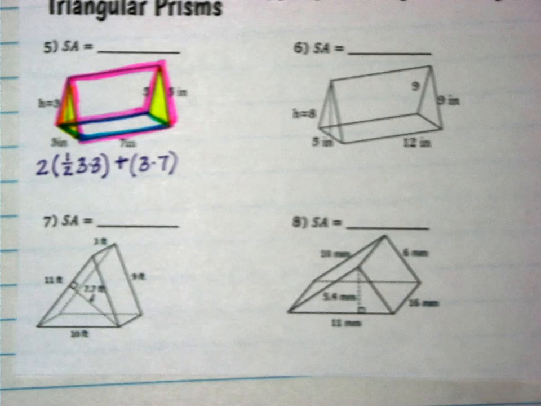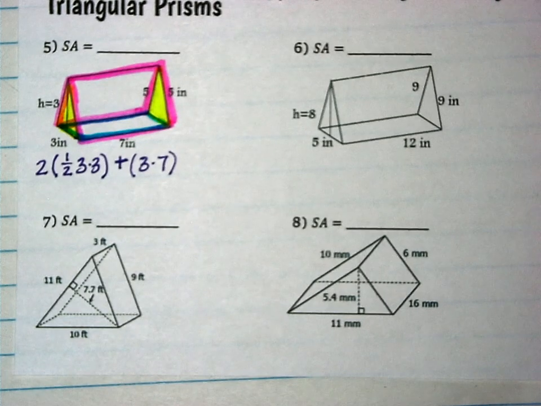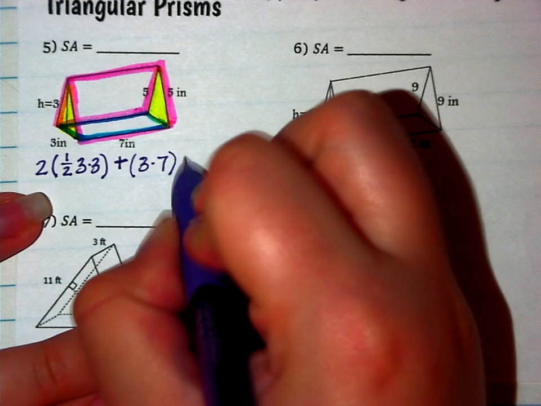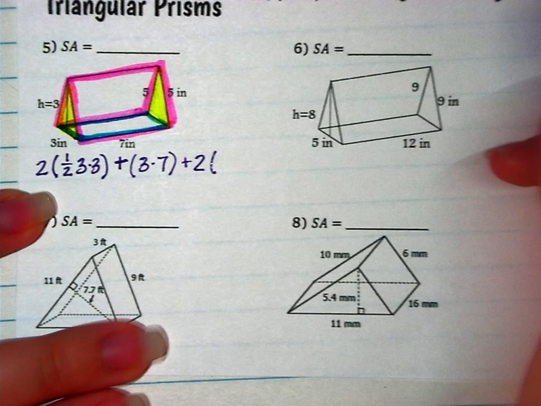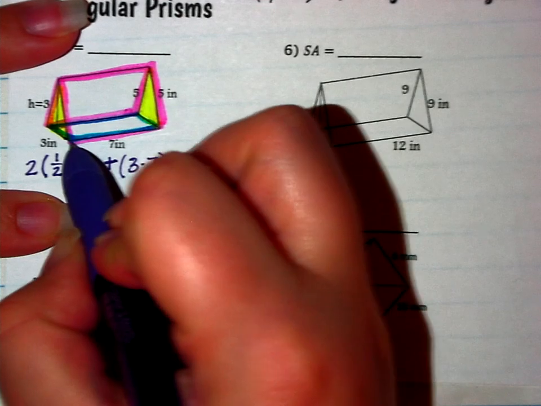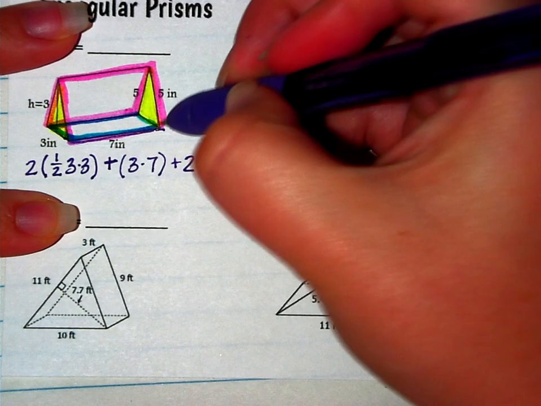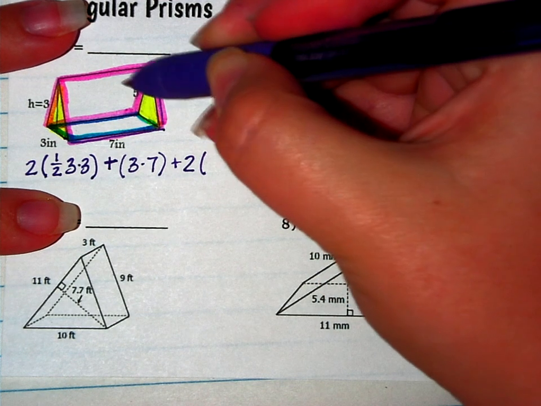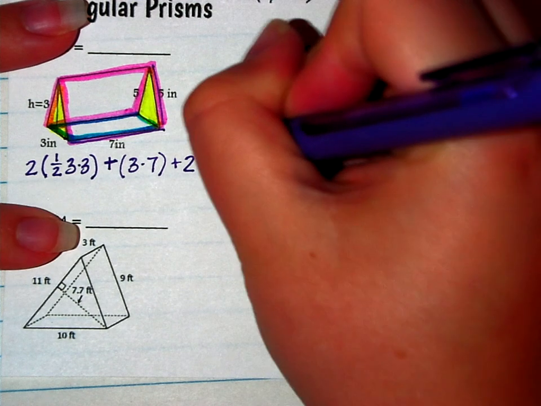So if I have 2 of the same rectangles, then I can put a 2 in front of the parentheses. Sorry, it's blurry. I'm focusing it. I'm going to put a 2 in front of the parentheses since I know I have 2 of the same rectangles. So I have this 7 by 5 in the front and in the back. They are both the same, the front and the back rectangles. 7 by 5.